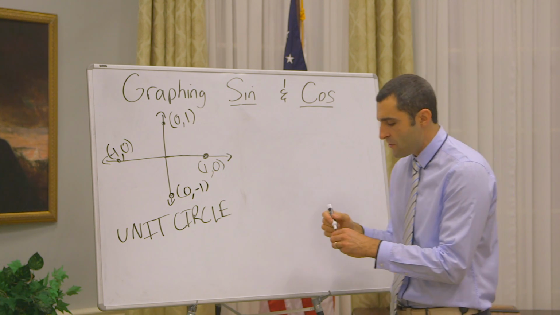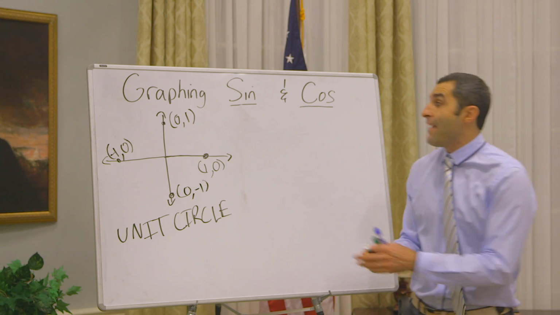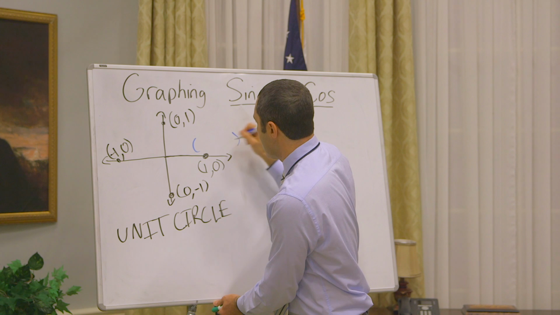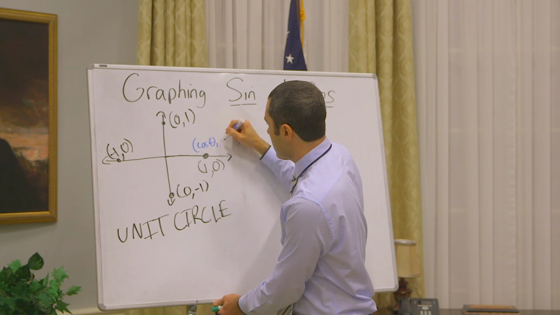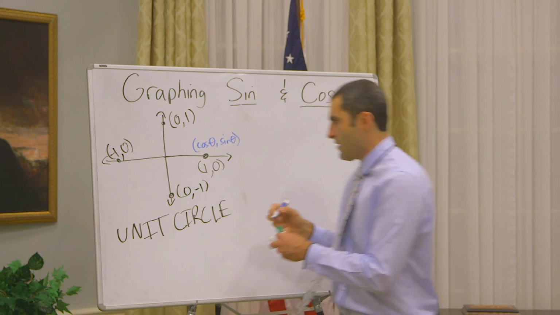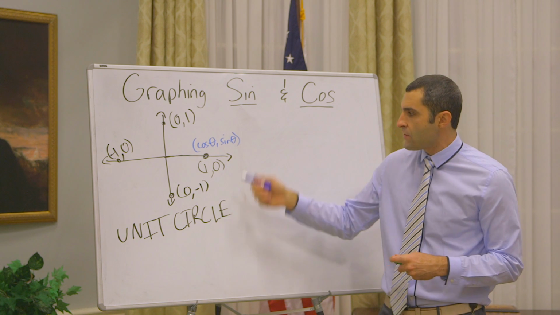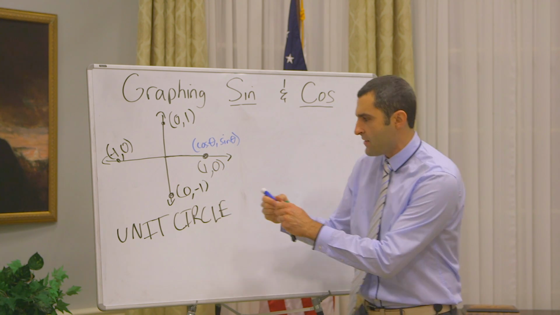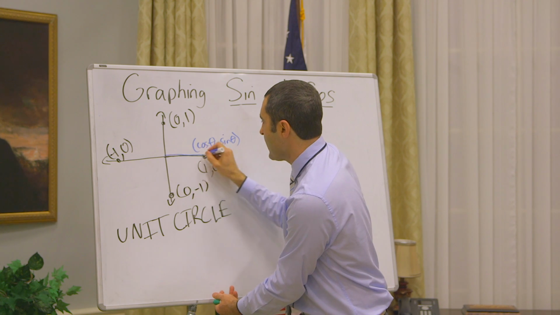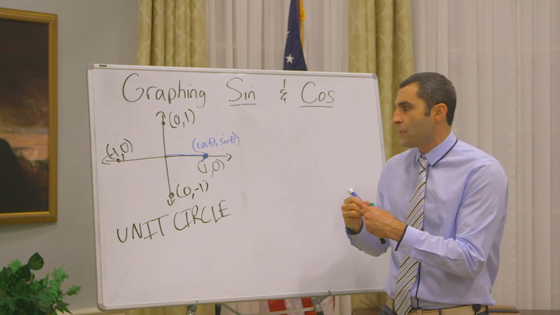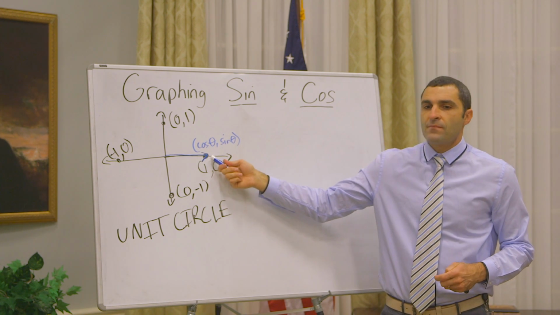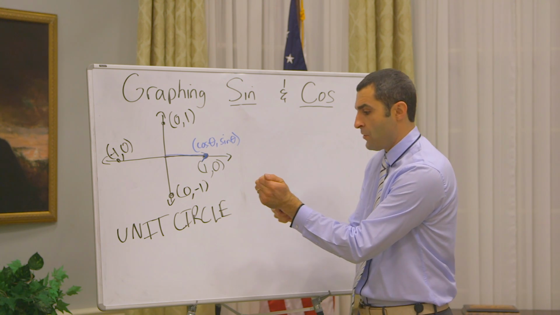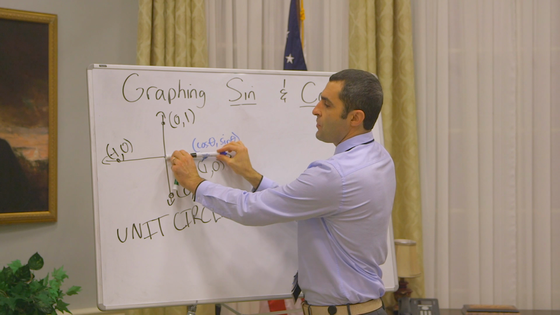With regards to the unit circle, maybe you recall that every point on the unit circle is cosine of the angle, comma, sine of the angle. Every point on the unit circle is cosine of the angle, sine of the angle. So if we're at the x-axis, and we haven't rotated at all yet, how many degrees is this? 0. So as a quick review, this is 0 degrees.